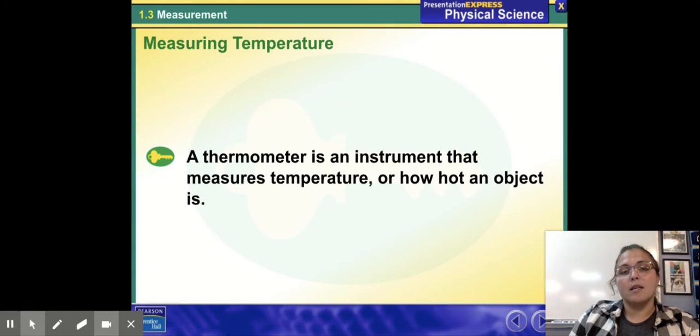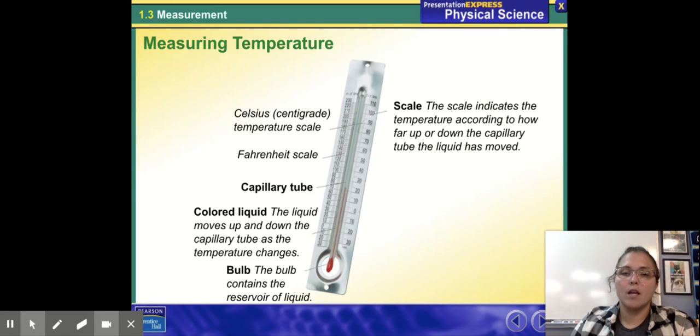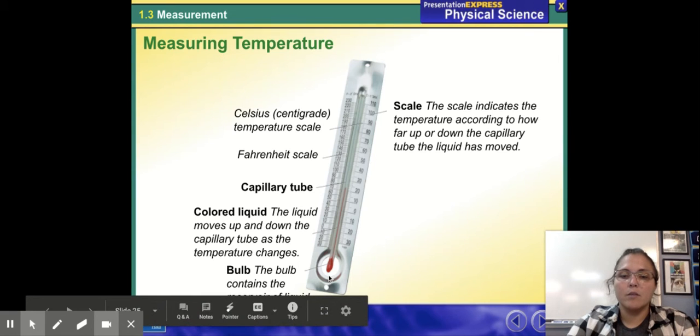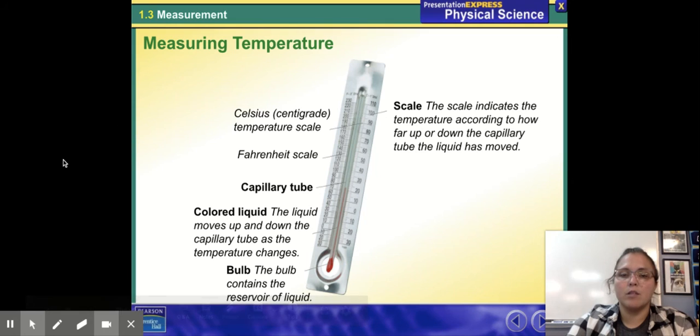And the last thing we're going to talk about with measurement is measuring temperature. A thermometer is an instrument that measures temperature, or how hot an object is. Here's a picture of a thermometer. Generally, you're going to have some sort of scale that is in steady increments. There's going to be colored liquid in the capillary tube, and it's going to rise up to whatever the correct temperature is.